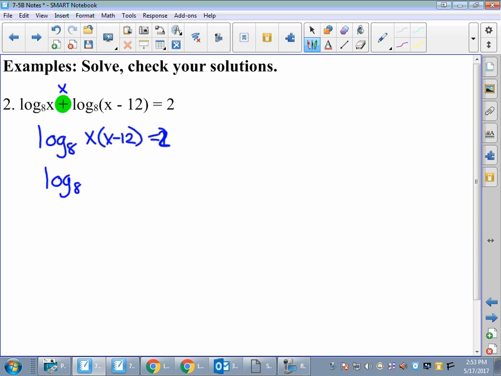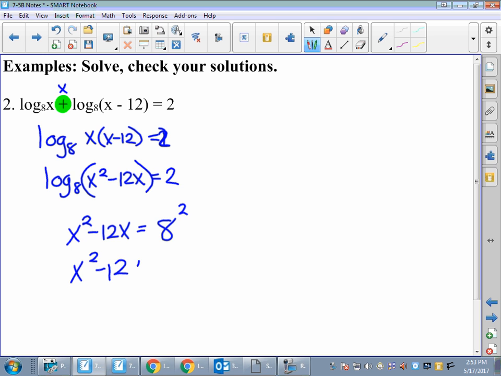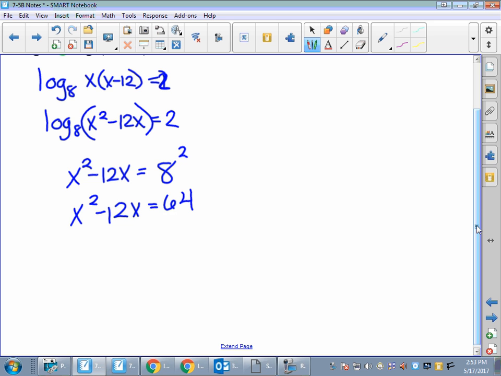So log base 8 of x squared minus 12x is equal to 2. This whole thing is my x value. And so now I'm going to change it to an exponential. My x value is equal to the base 8 squared. I'll clean that up. X squared minus 12x equals 64. I have something squared, so I'm going to have to use factoring to solve. I'm going to bring over the 64, get it equal to 0. You could factor or use the quadratic formula, either one. You ask yourself what multiplies to give me negative 64 and adds to give me negative 12.